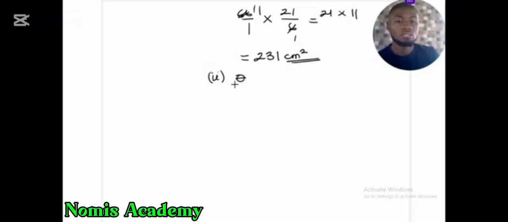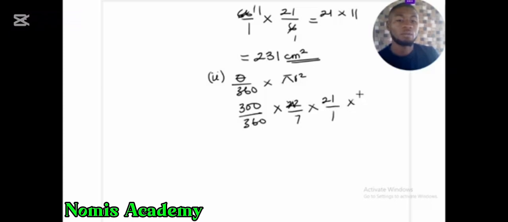So theta over 360 multiplied by pi r squared. Since the totality of the angle is 360, when the minor sector has taken 60, we will be left with 300. So the major sector sustained an angle of 300 degrees. So in this case, it will be 300 over 360 multiplied by pi, 22 over 7, multiplied by 21 over 1, multiplied by 21 over 1.